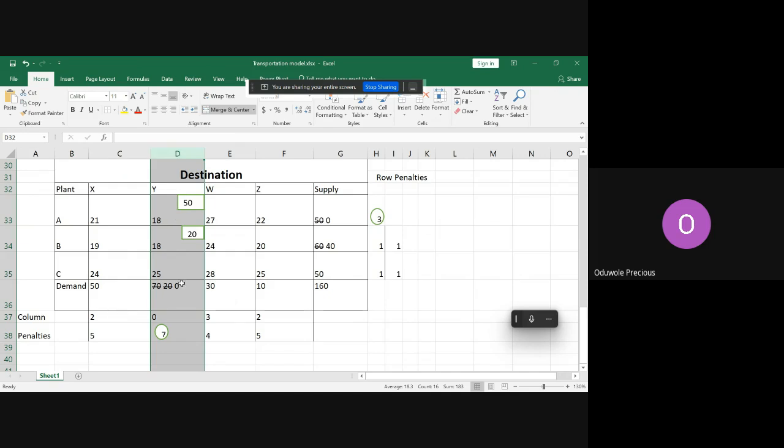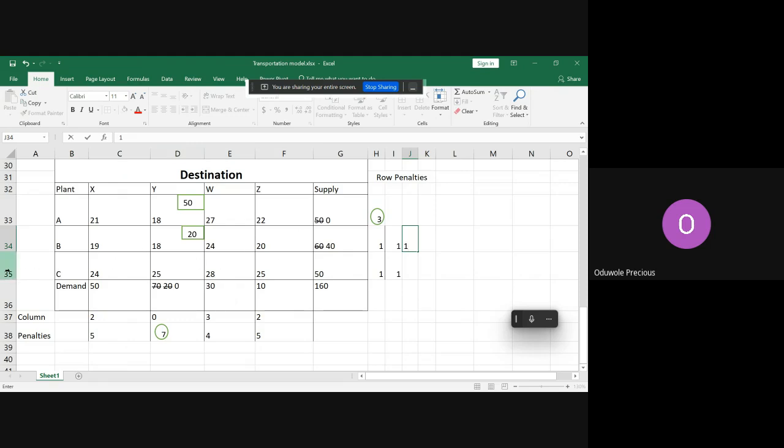So where are the other places? We have 1, 2, 3, 4, 5, 6. So we'll continue the penalty again. This place is already cancelled out, so we cannot start from here. And this place is cancelled out, so we'll not consider here either. So now the next penalty is 19 and 20, which is 1.